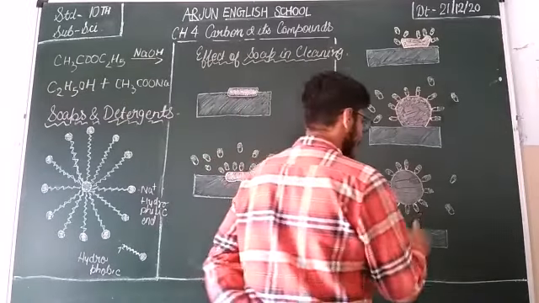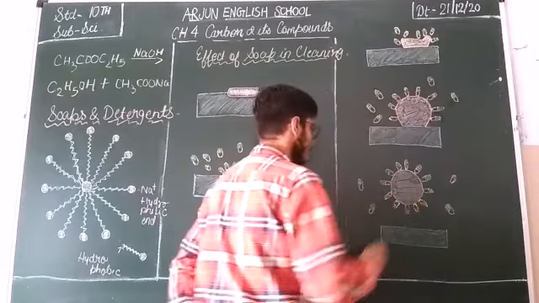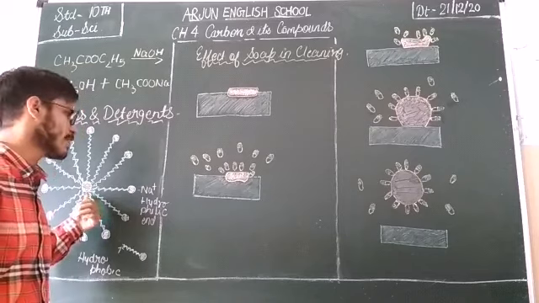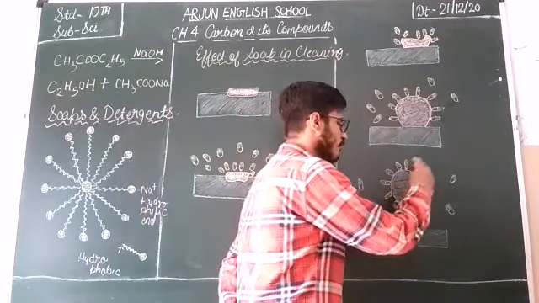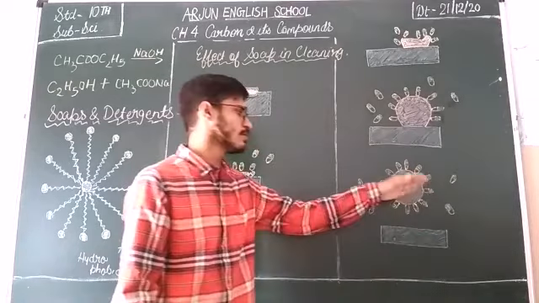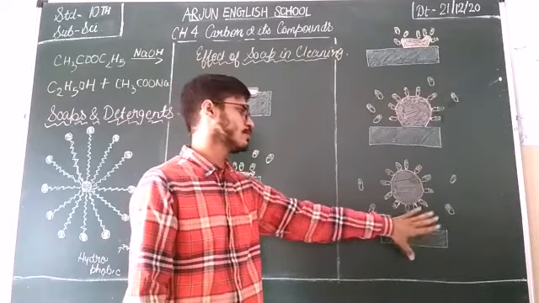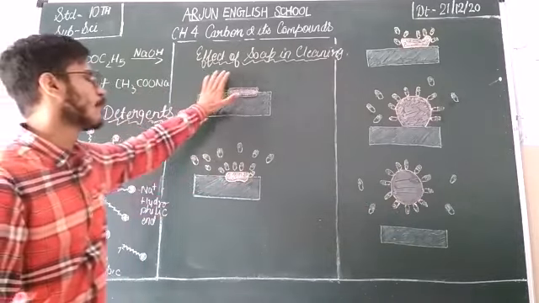So see here, in the final step, water is here, dirt is here, the oil molecule which I explained earlier, and the soap molecules are here. They have pulled the dirt out of the water or cloth. So this is the effect of soap in cleaning.